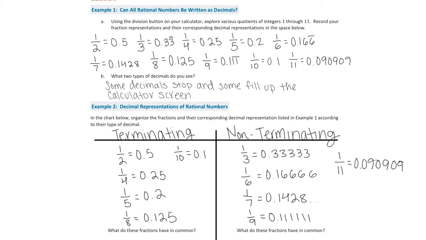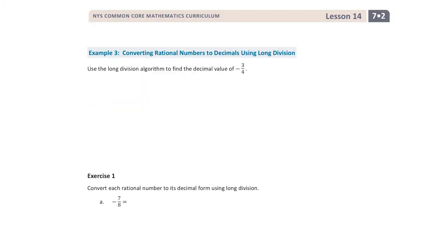All right, let's go to our next page. Example 3, converting rational numbers to decimals using long division. Use the long division algorithm to find the decimal value of -3/4. Now first, let's remember when we have to divide this first. So let's set this up as a division problem. We have 3 divided by 4.